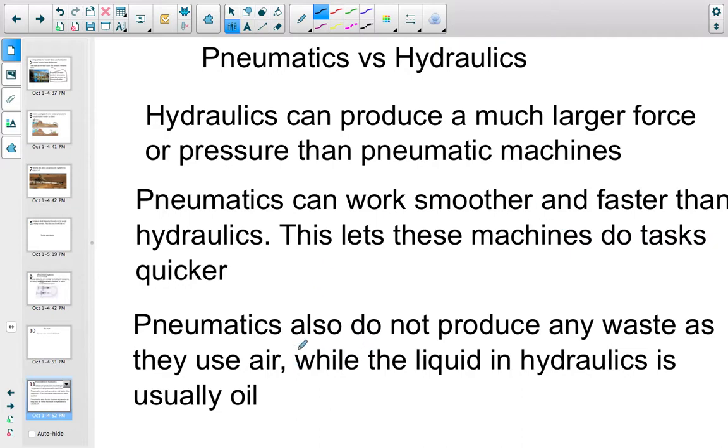In addition, pneumatics don't produce any waste. They use air or compressed gases, while liquids in hydraulics can use oil. And as that oil is used up over time, it does need to get replaced. It's not infinite, right? So it needs to be replaced as you use that oil in the hydraulic system. Pneumatics don't need that, right? They just keep using air, and they keep cycling that air for their quick machines.